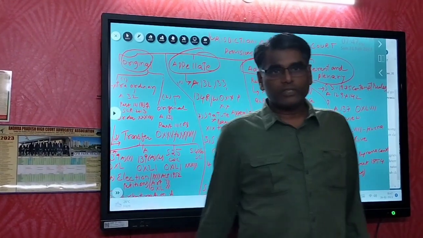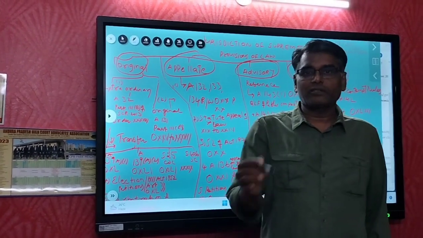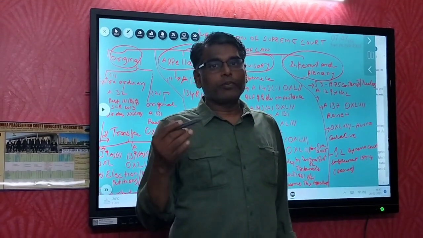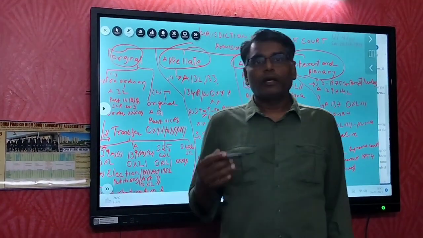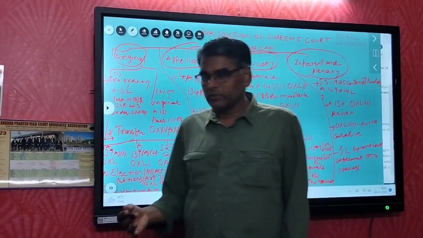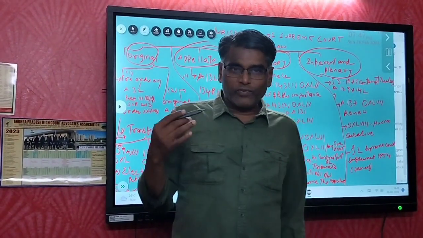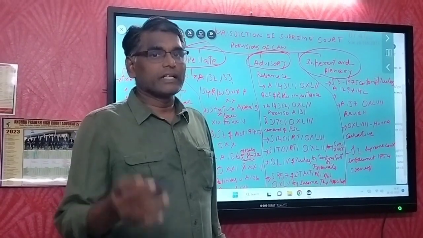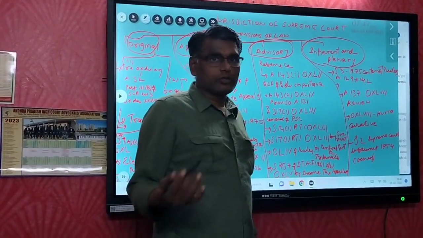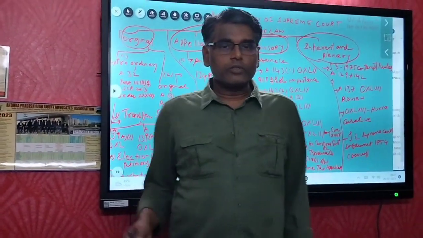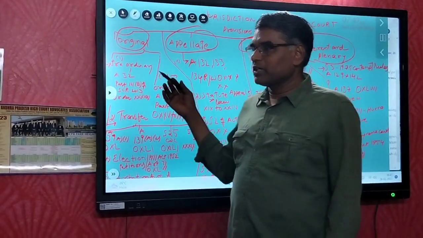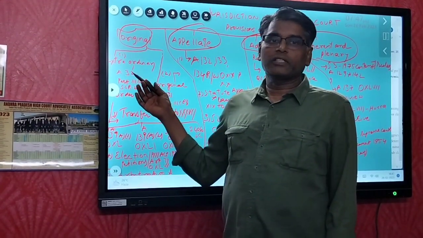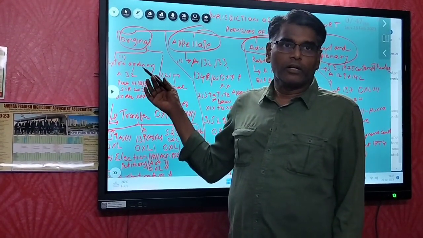What is original jurisdiction? Original jurisdiction means which court can be approached first. That is called original court. Suppose if at a first instance we can approach the Supreme Court, we can call it as original jurisdiction. So here the Constitution provides the original jurisdiction to the Supreme Court.